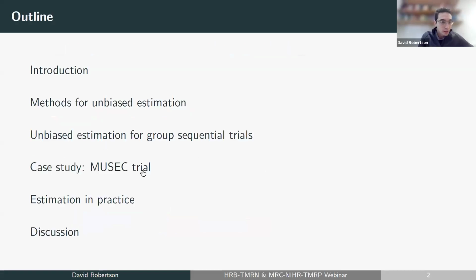So I'll start with an overview of different methods for unbiased estimation. And then in the more technical part of the talk, think in a bit more detail about unbiased estimation for group sequential trials, followed by a short case study based on the MUSEC trial, and finish with some thoughts about how we do estimation in practice. So yeah, hopefully something for everybody.